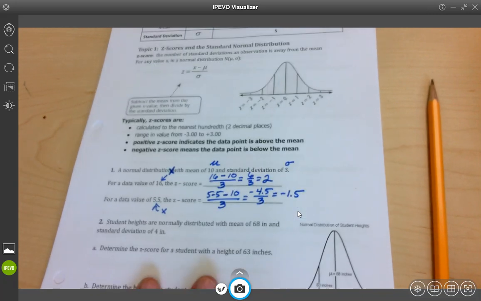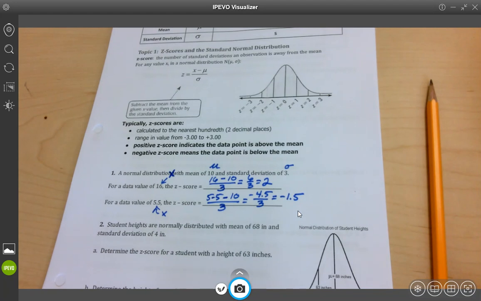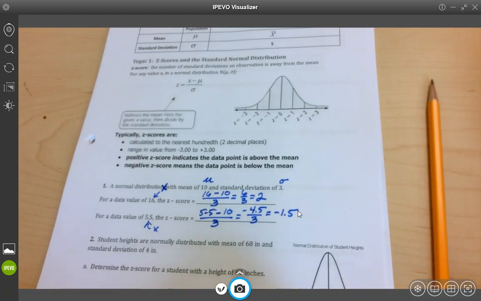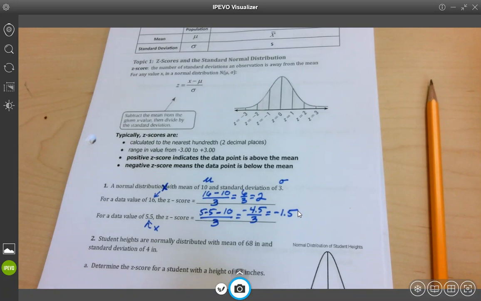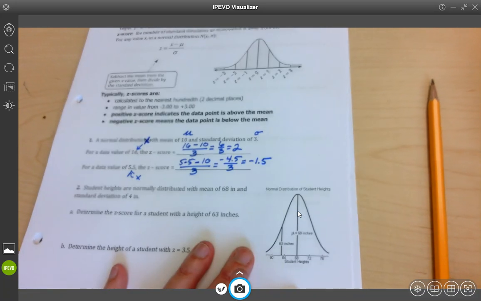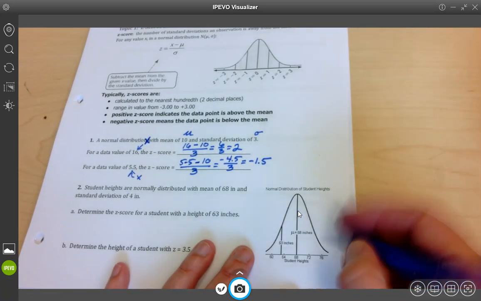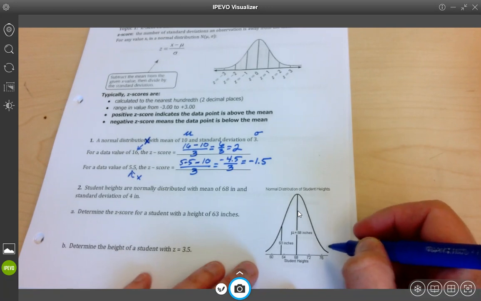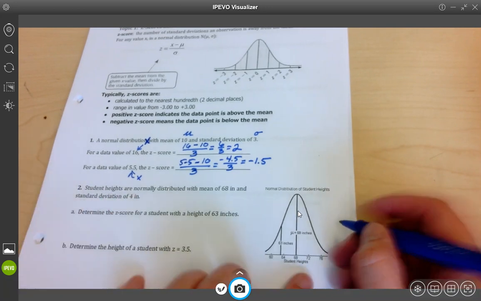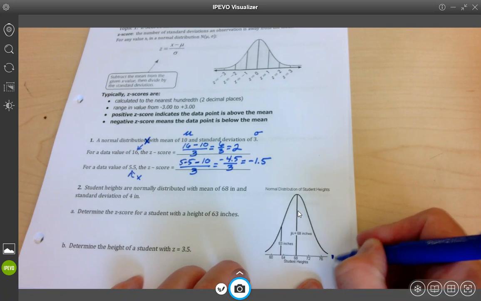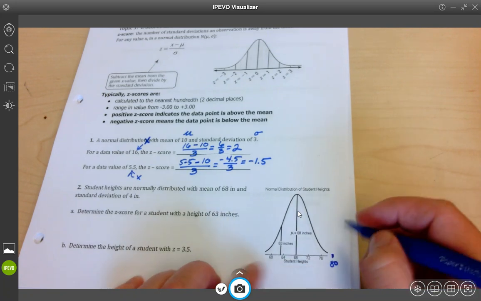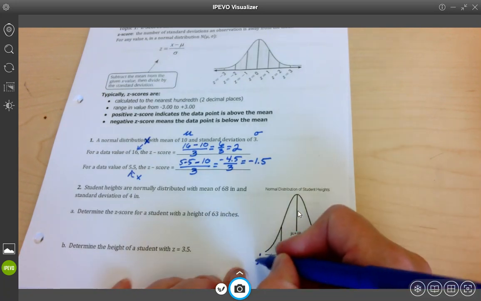Let's do number 2. In number 2, it's interesting because they give us this chart over here of student heights, but you'll notice they only labeled 2 standard deviations from the mean. I really like to see all 3 of them, so I'm just going to add another one. It says the standard deviation is 4, so that means over here I would have 80, and then back here I would have 56.